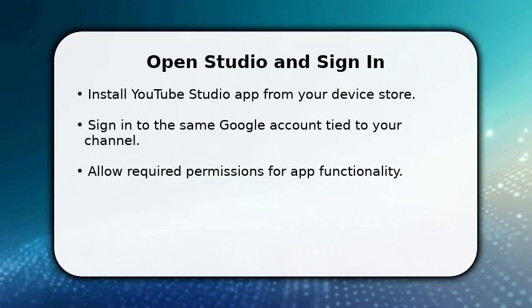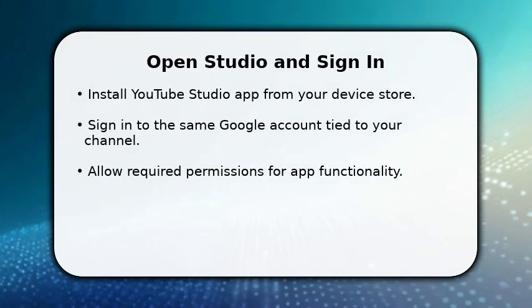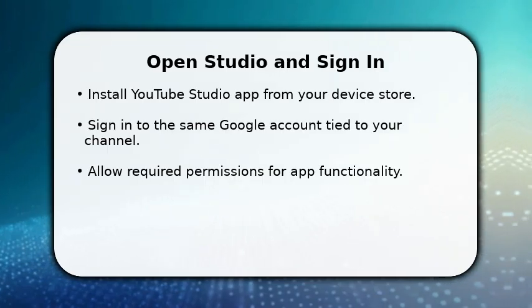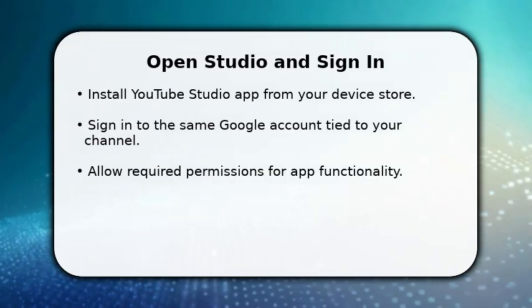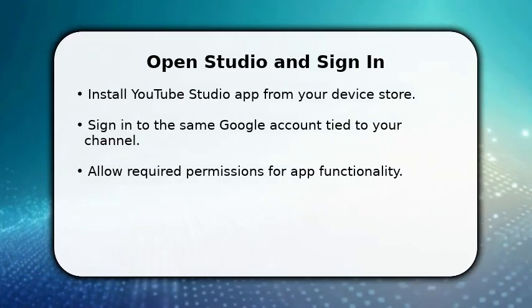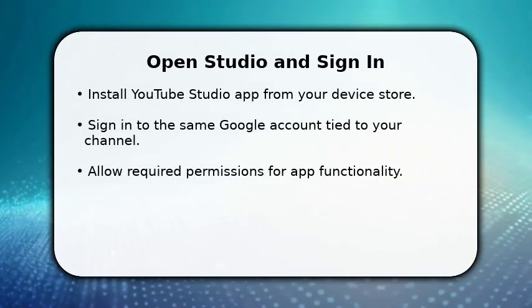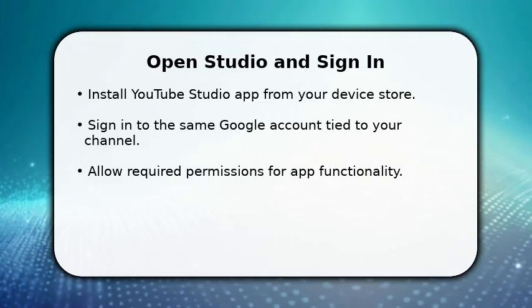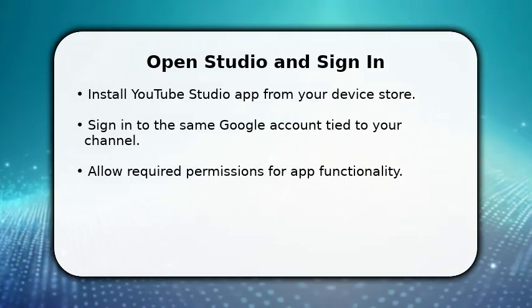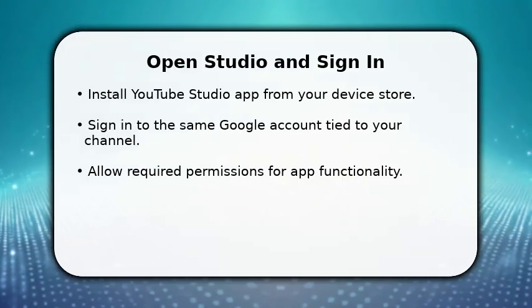Enjoy the video. You start by opening the YouTube Studio app and signing in with the Google account linked to your channel. Once signed in, make sure the app has the permissions it requests, because restricted access can hide data. Tap your profile icon in the top right, then select the channel you want to manage. This ensures you're viewing the right account. Once done, the app loads your channel dashboard, which is the launch point for checking subscriber information and analytics.